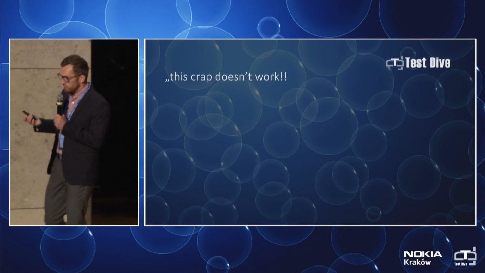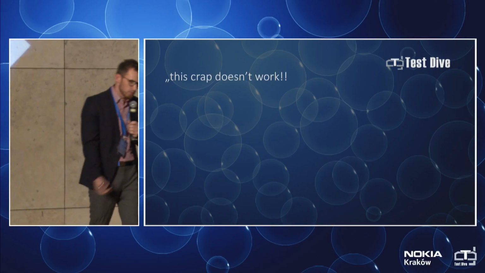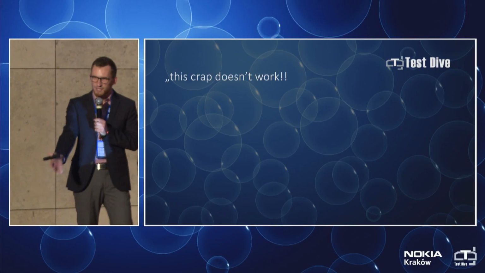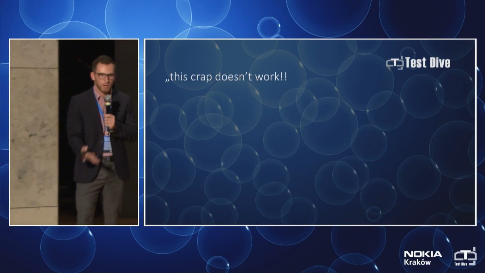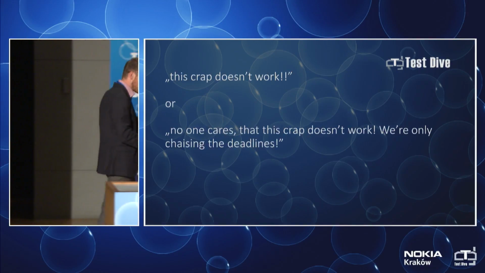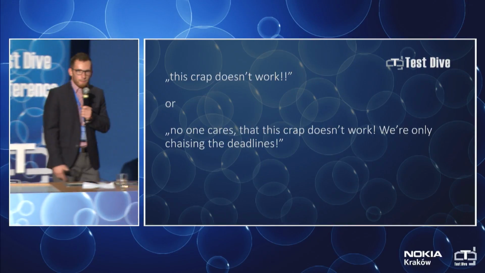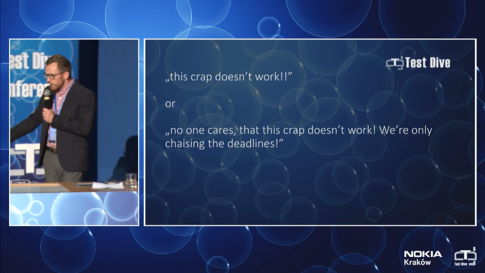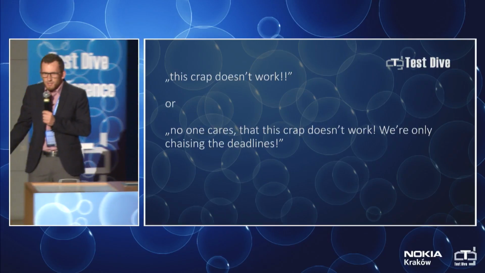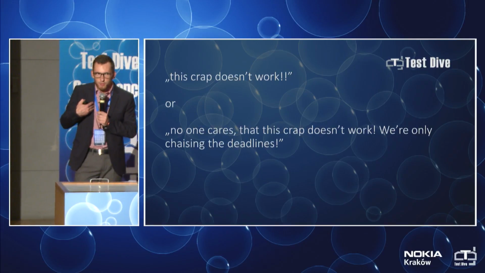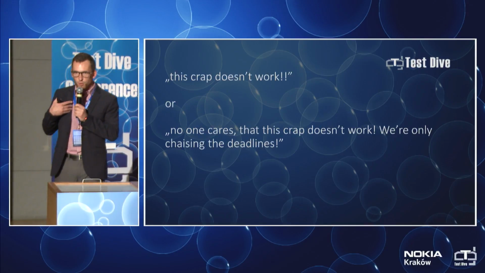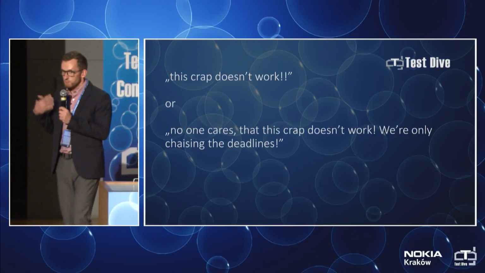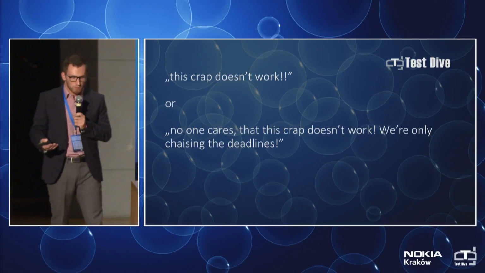It might be, for example, oh, not again. I mean, we've been fixing this 10 times this month, and it still doesn't work. Come on, how many more times can we fix that? Or it can mean, why are we releasing this code? It doesn't work. Am I the only one caring about the quality of the product? Are we only chasing deadlines, or are we actually trying to deliver some quality in the software?